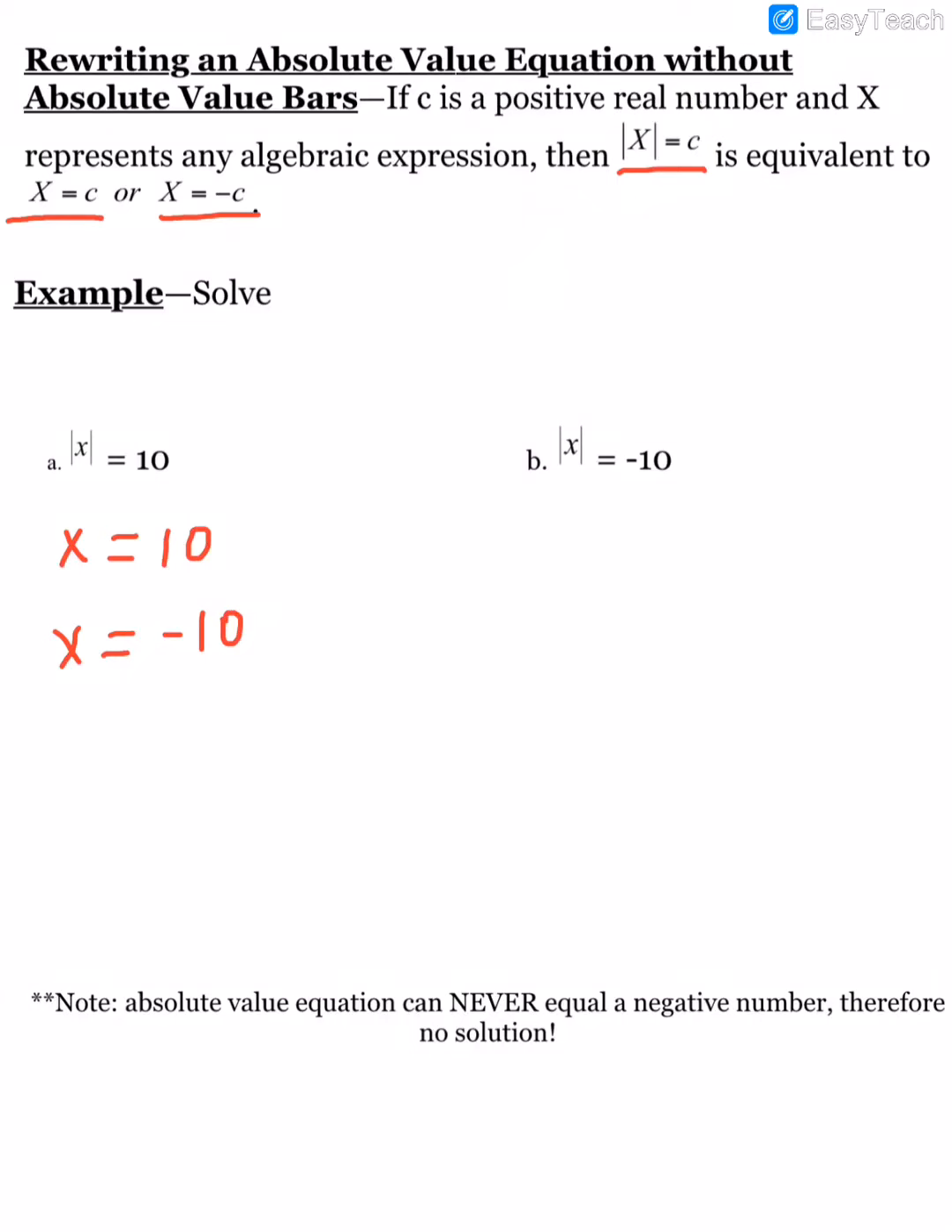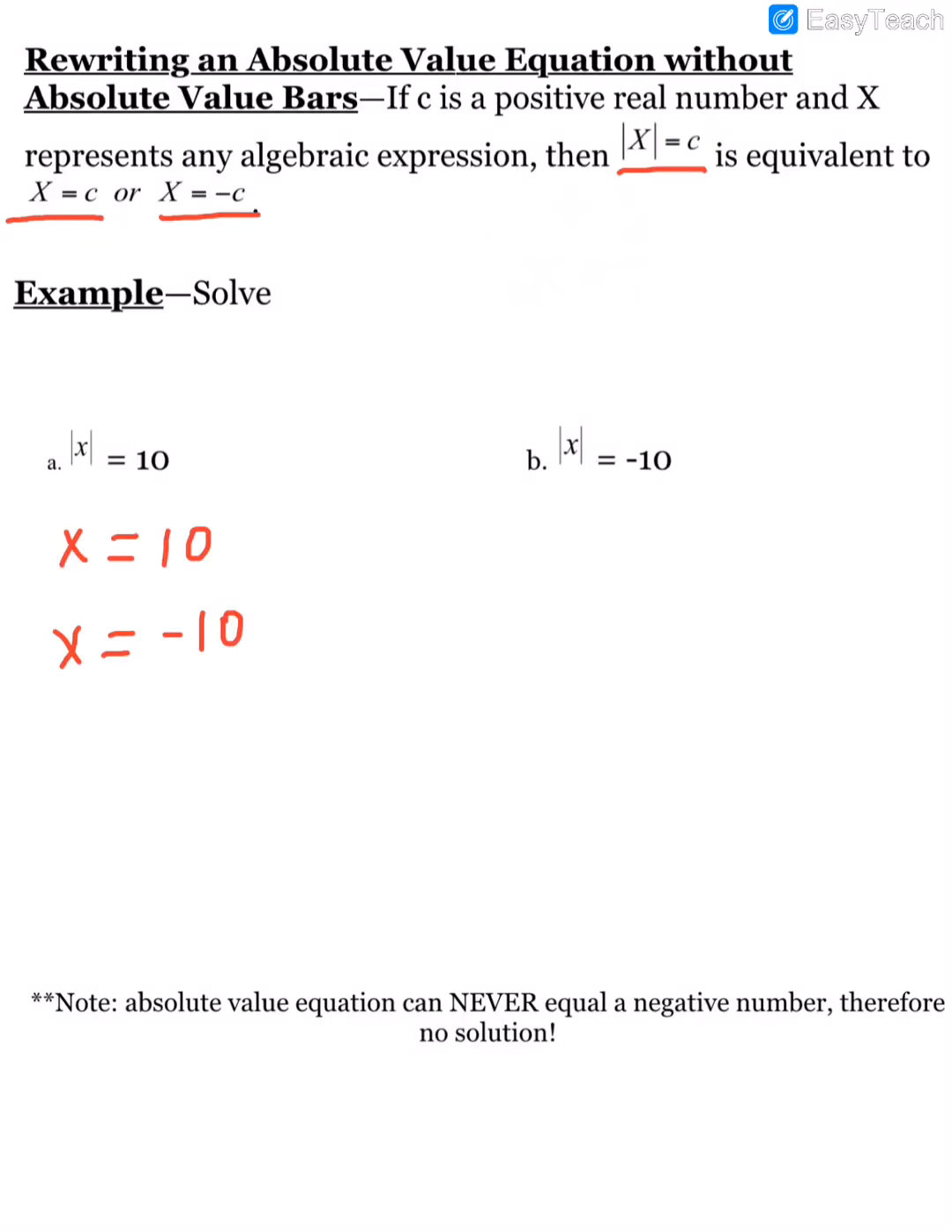So once we get the absolute value by itself, and again, that's going to be the first step in solving an absolute value equation, the absolute value in this case is the different looking thing. We want to get it by itself on one side of the equation, and then when we take it out of the absolute value, we set it equal to the positive and to the negative.